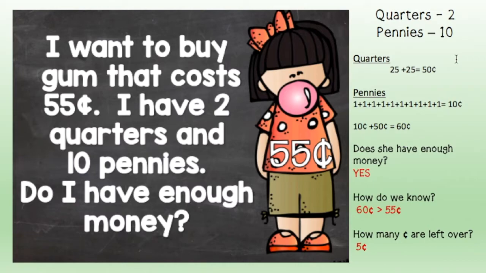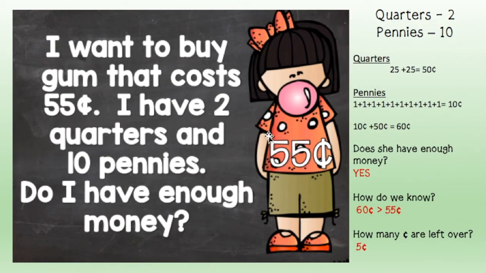Now, let's look at this type of problem. It says, I want to buy gum that costs 55 cents. I have 2 quarters and 10 pennies. Do I have enough money? So, we know the goal here is that they want to buy gum that costs 55 cents.